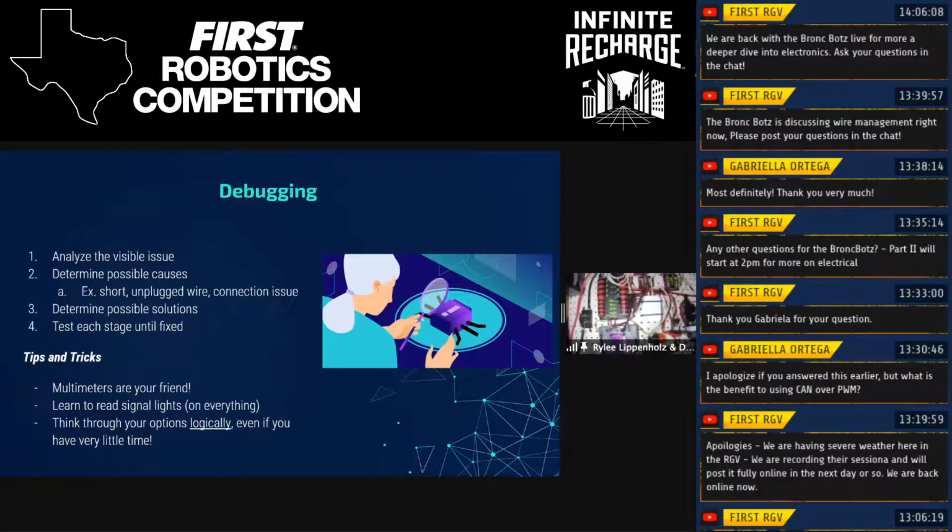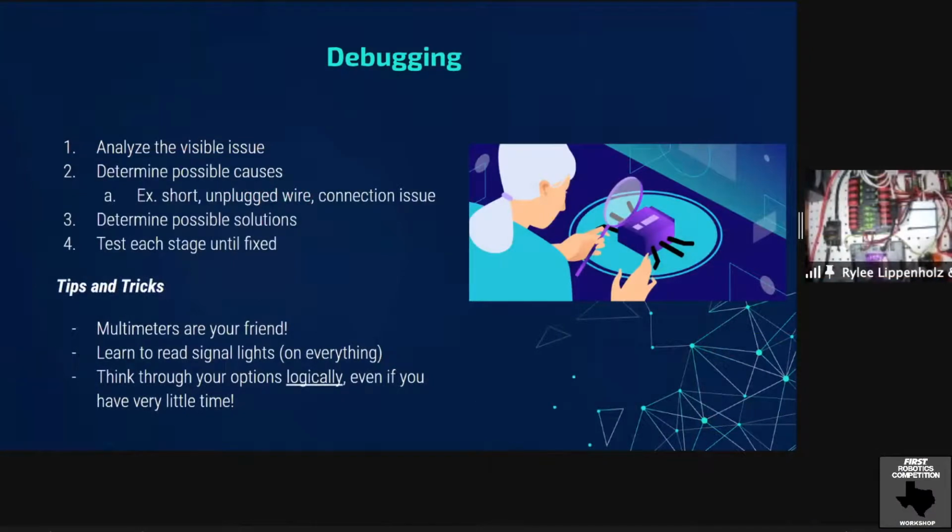The other thing is that multimeters are your friend. So measuring voltage, and amps at a certain point. And you can look up how to use a multimeter really easily. But basically, just take the terminals and put them wherever you're measuring. That can be very helpful for determining if current is flowing at any given point. So those are all my debugging tips and tricks.